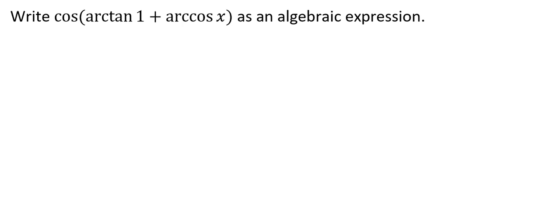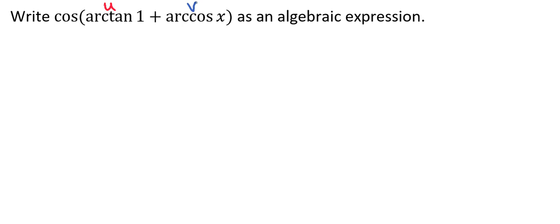This video is going to be an application of a sum formula. So we're going to be writing the cosine of arctangent 1 plus arccosine x as an algebraic expression. We can see that it's in the form of a sum formula for cosine, where our u is represented by the arctangent 1 and our v is represented by the arccosine x.